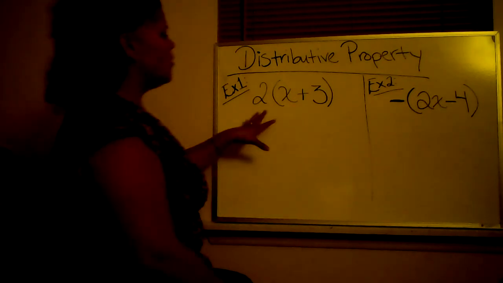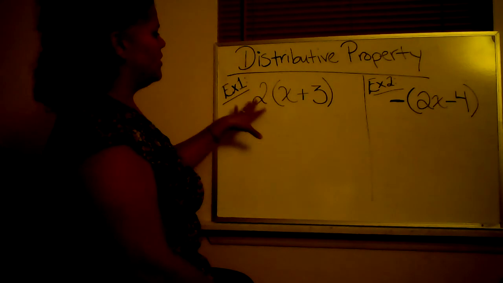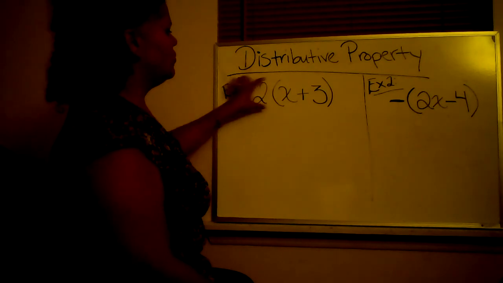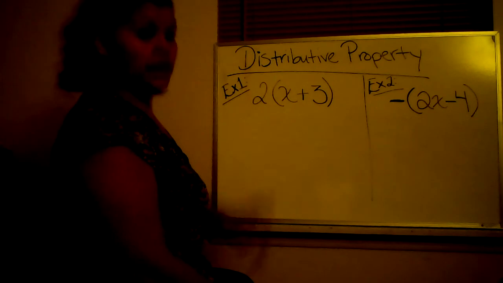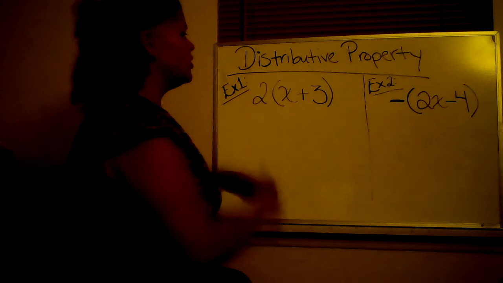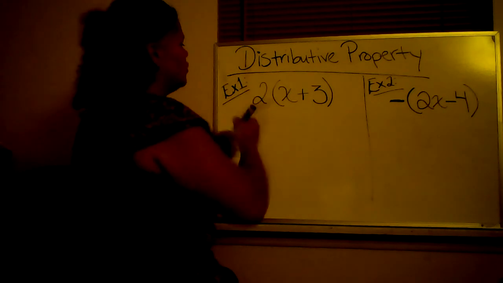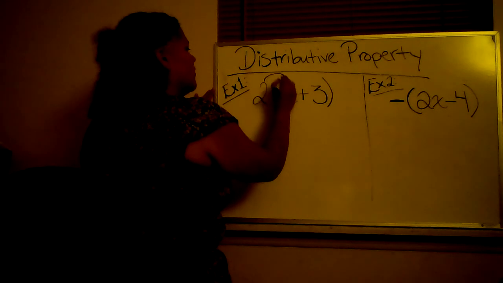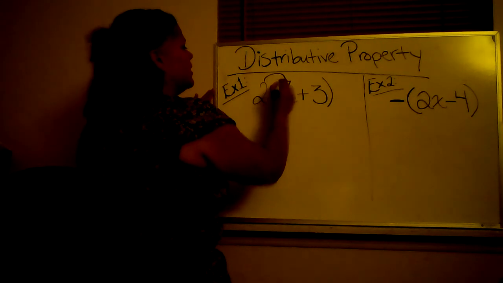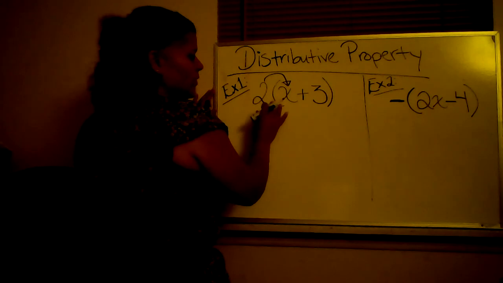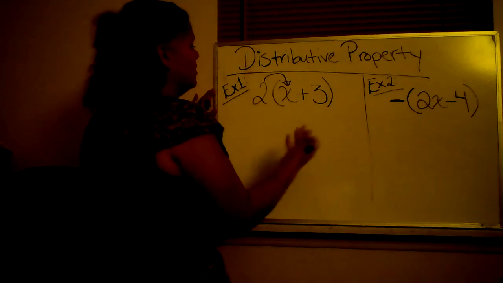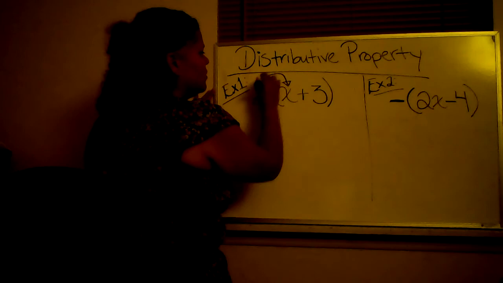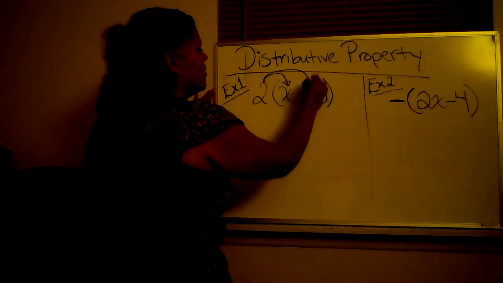Please note that there is a 2 outside of these parentheses. So you have 2 times the quantity x plus 3. What you're going to do is share or distribute. You take this 2 on the outside and draw a little arrow right here. That means you are multiplying, because you have a 2 next to a parenthesis. That means multiplication automatically. So you're going to multiply 2 times x and then multiply 2 times the 3.